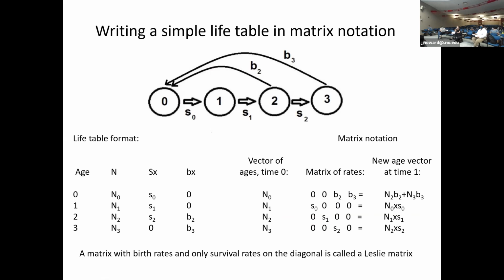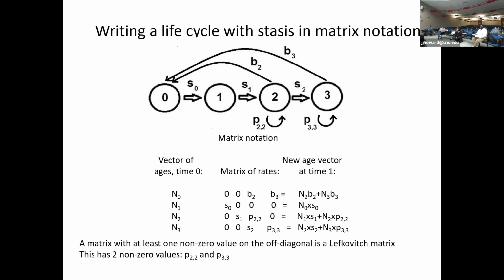So this Leslie matrix is actually kind of a special case of a more general case. In a Leslie matrix, you only have 2 kinds of rates. You have birth rates and you have survival rates. And notice the survival rates are on a diagonal here, and the birth rates are all on the first row. If you see that, you're looking at a Leslie matrix. And it's just a life table. That's all it is.